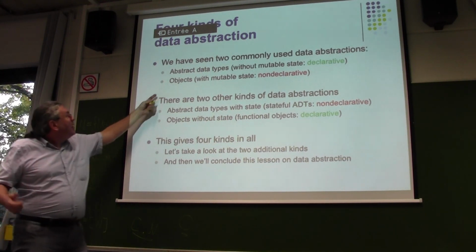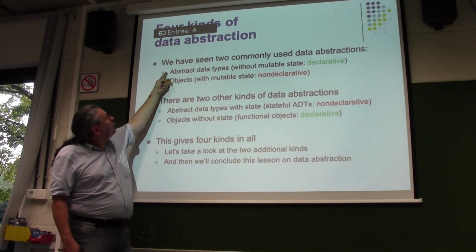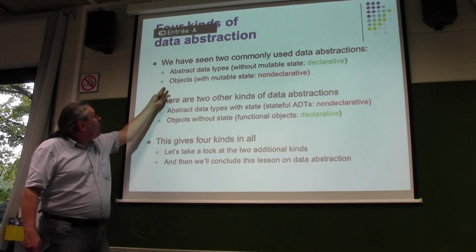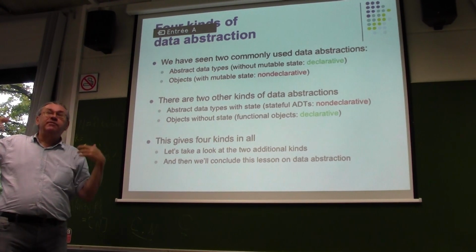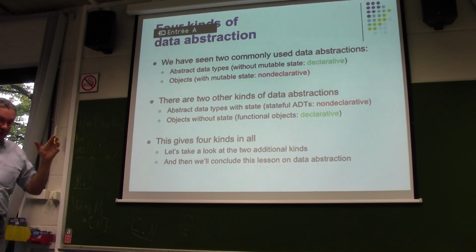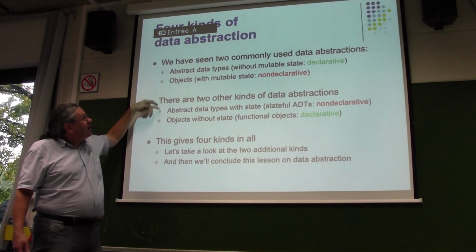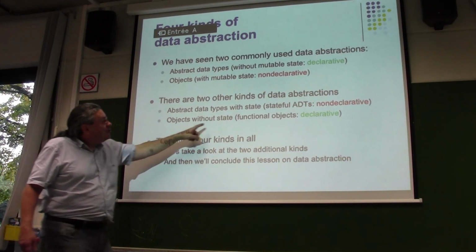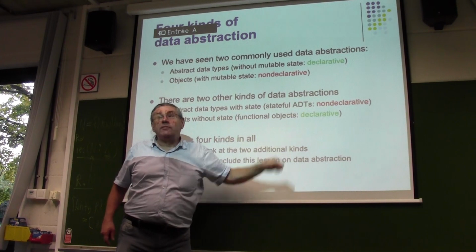But that's actually kind of strange. Why are abstract data types purely declarative, and objects have attributes that you can change? Why is that? It's purely historical, actually, because that's how the first object-oriented languages were made. They started from imperative, non-declarative languages like C, and they added objects. But this is not absolute. There are actually 2 other kinds of data abstraction. You can have non-declarative abstract data types, and you can have purely declarative objects.